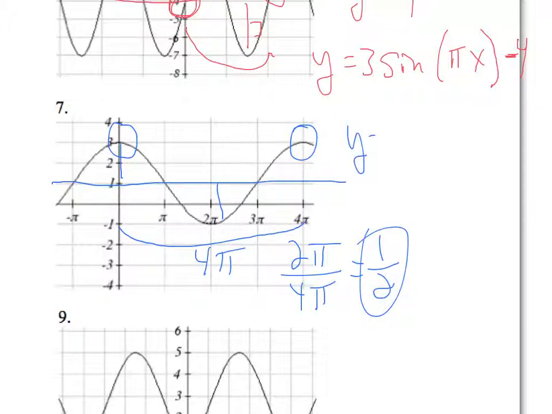So y equals, let's see, the amplitude was 2. Cosine, the B number is 1/2. It hasn't been shifted left or right, and the whole mess has been shifted up 1.